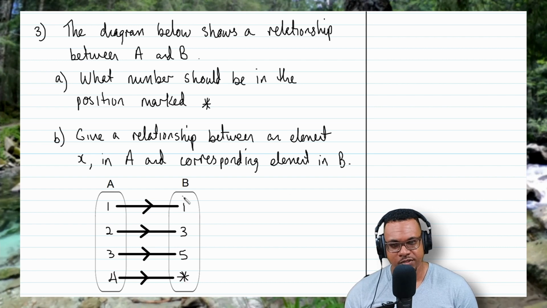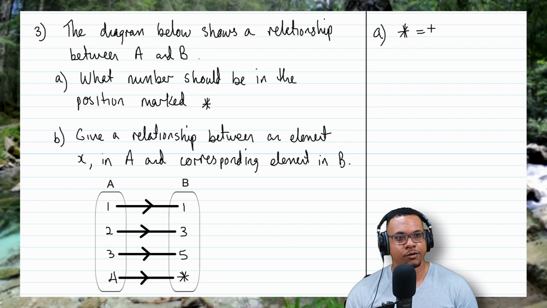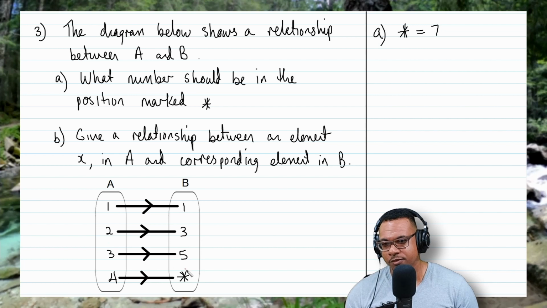Now we can just look at the pattern. We've seen 1, 3, 5. So this looks like odd numbers, right? 1, 3, 5. So obviously, following this pattern, this asterisk is supposed to be a 7. So this means you're going up by 2 all the time. So 1 plus 2 is 3, 3 plus 2 is 5, and 5 plus 2 is 7. So for part A, the asterisk is equal to 7. So 7 is supposed to come here.